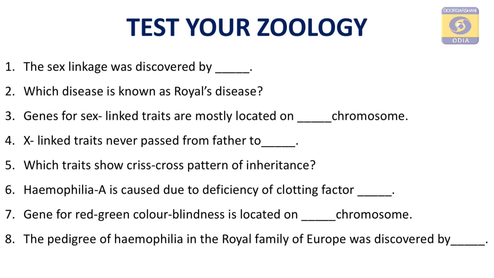the 8th clotting factor. Hemophilia B is due to deficiency of IX, hemophilia C is due to deficiency of XI. Gene for red green color blindness is located on which chromosome? That is X chromosome. Okay. Now, the pedigree of hemophilia in the royal family of Europe was discovered by Haldane.